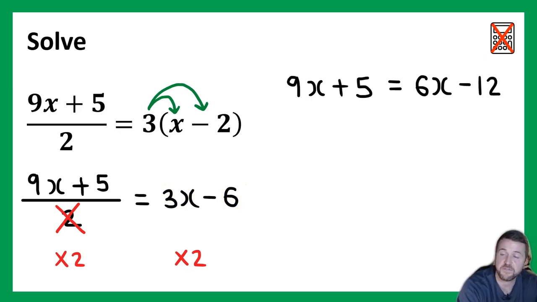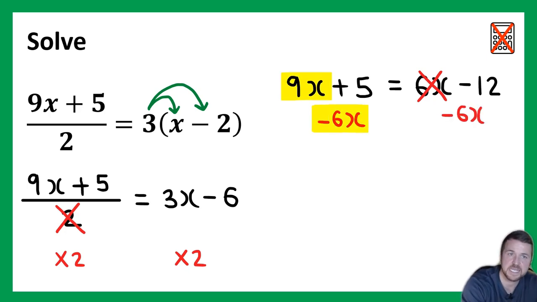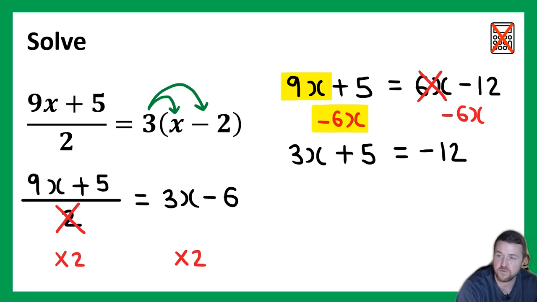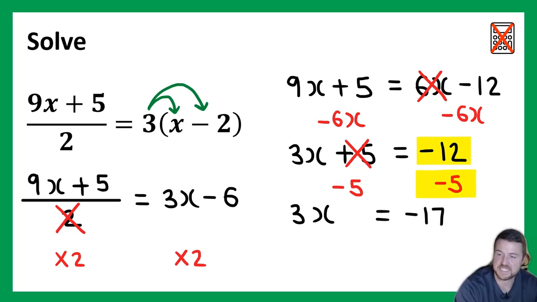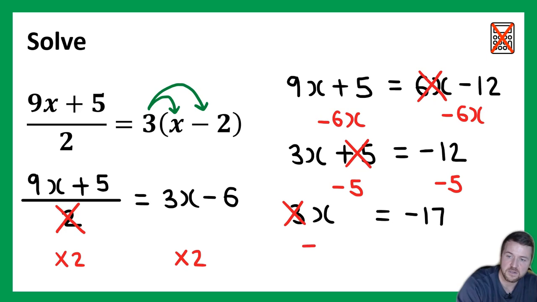Now I have something in the format similar to some of the questions that I've answered previously. Start by subtracting 6x from both sides. 9x take away 6x is 3x, and I still have the positive 5 on the left-hand side along with the negative 12 on the right-hand side. Subtract 5 from both sides. 3x is equal to negative 12 take away 5 is negative 17. And lastly, dividing through by 3, x is equal to negative 17 over 3.